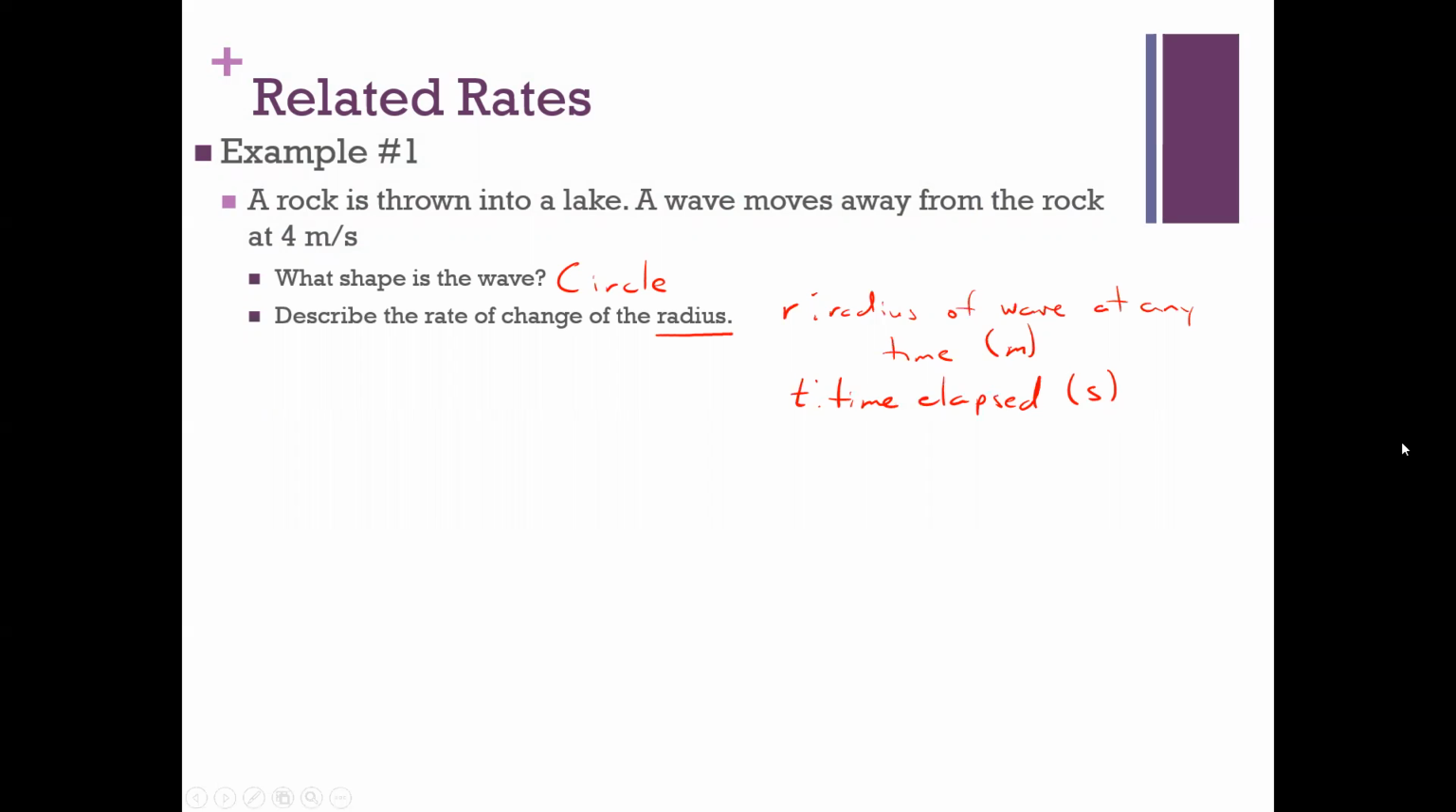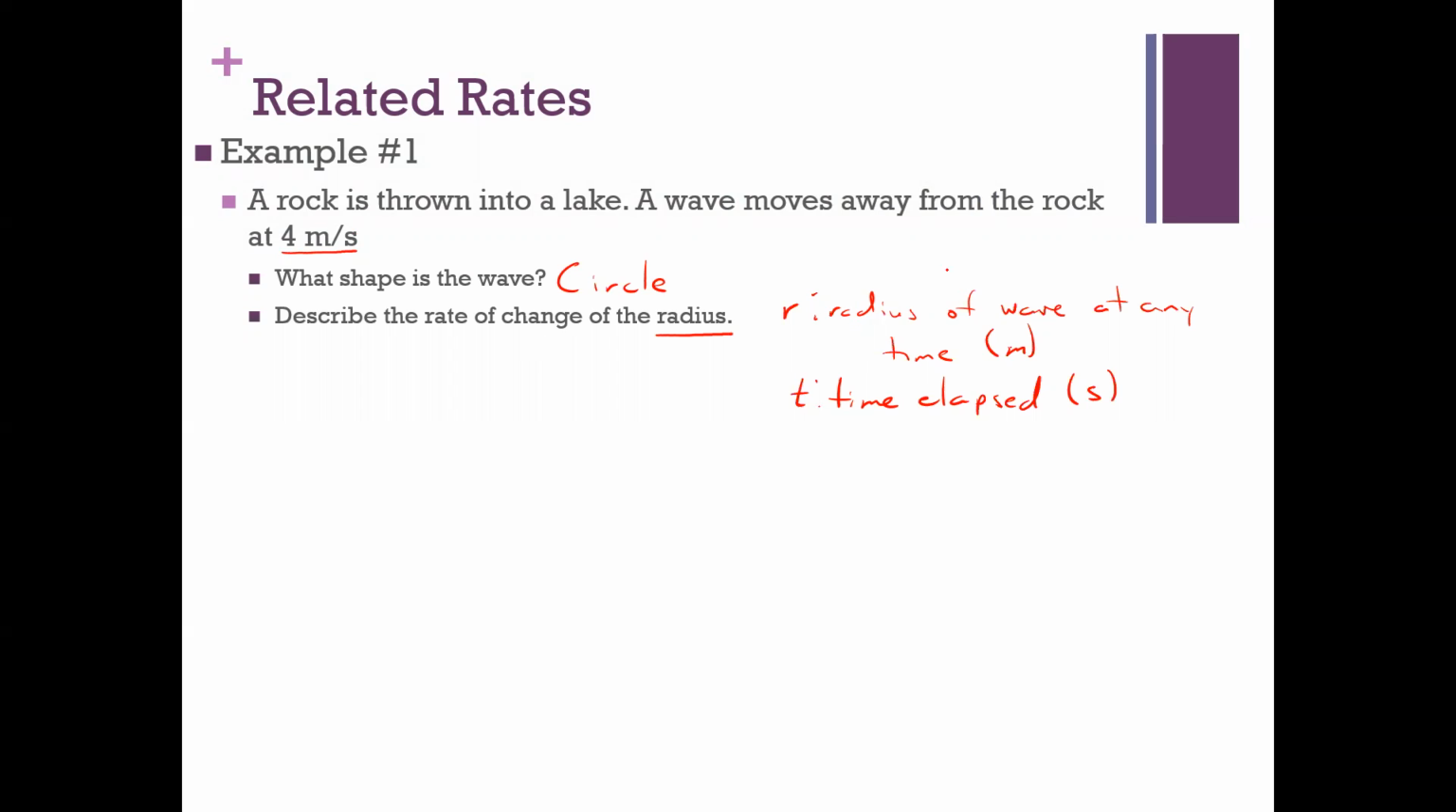So now I want to describe the rate of change of the radius. The rate of change I'm giving you here for the radius is 4 meters per second, right? When you're talking about a rate of change, it implies, more or less by definition, you have to have two different quantities that are changing together. So in this instance, the radius is growing as what other thing is changing? Time. So the radius is a function of time, basically.